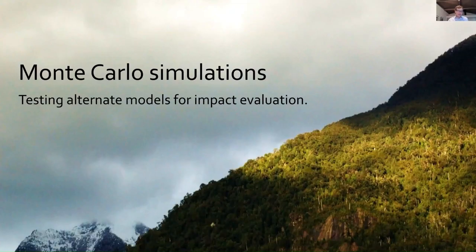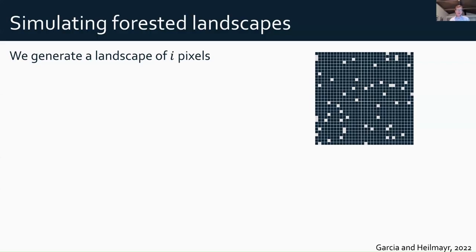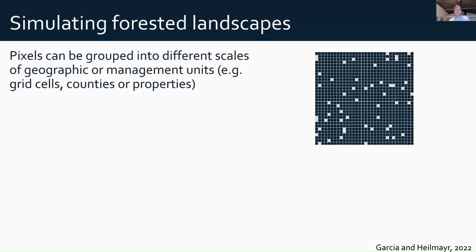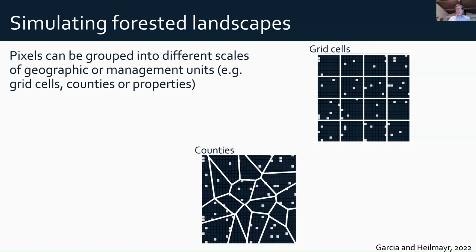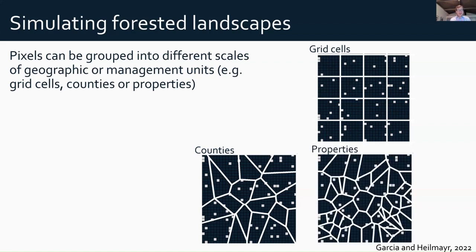So we turned to both analytical proofs and Monte Carlo simulations to try and dig into that question. I'll just dive into the Monte Carlo simulations, not the analytical proofs, today, given time. What we do is we generate a landscape of a bunch of different pixels, and we group them at different scales. You could do grid cells. Often people run analyses at these aggregated uniform grid cell scales, or at counties, so we can create fake administrative units that span a bunch of pixels, or smaller administrative units, which we call properties. So really small scale control of land and how that might affect deforestation.